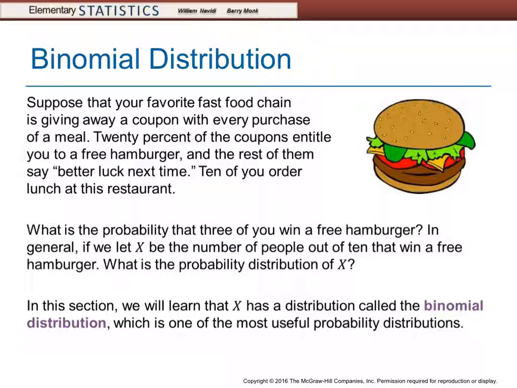In general, if we let X be the number of people out of 10 that win a free hamburger, what is the probability distribution of X? In this section, we will learn that X has a distribution called a binomial distribution, which is one of the most useful probability distributions.